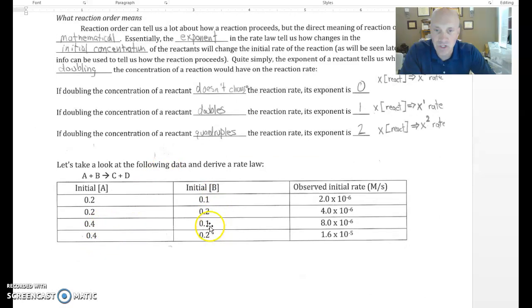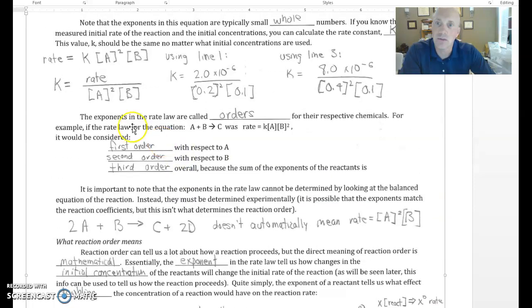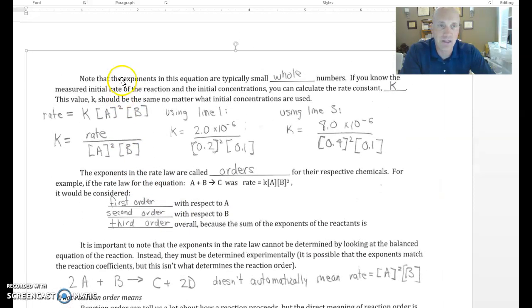Now let's see what we can figure out about A. We want to find a situation where the other thing stays the same. There are actually 2 places we could do it. Going from here to here, B stays the same, but A is going to double. In going from this to this, that's a quadrupling. So doubling A at constant B causes a quadrupling. That means it's second order with respect to A. So that's why we have that exponent right there.